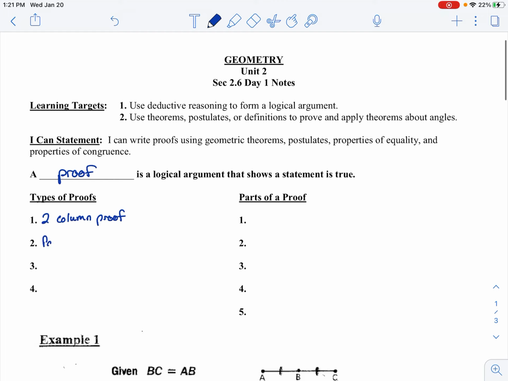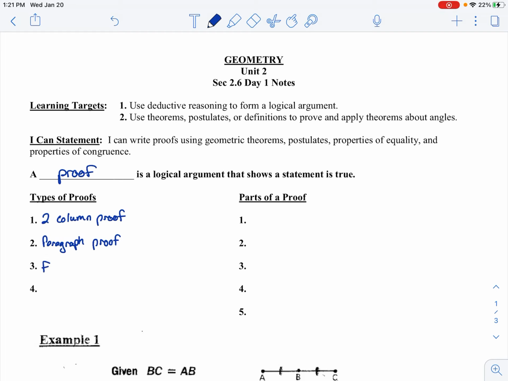We could have something called a paragraph proof. A paragraph proof is exactly what it sounds like. You would be writing out, almost like a written English assignment, exactly what we would do in our two columns. So instead of using statements and reasons in that graphic organizer, you would be using complete sentences, grammar, the whole shebang, and writing out a proof.